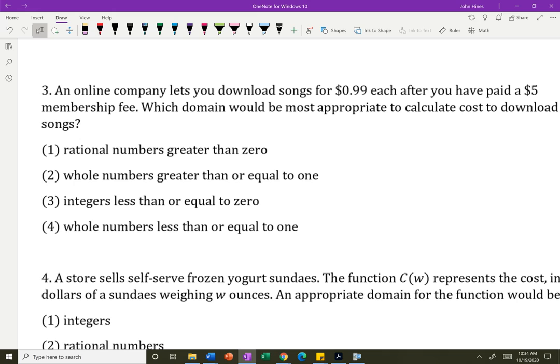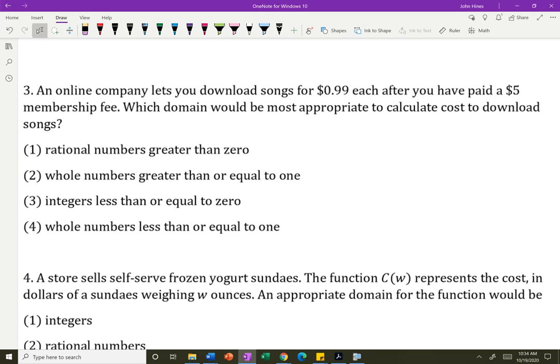An online company lets you download songs for 99 cents each after you've paid a $5 fee. What would be an appropriate domain? So you're inputting songs at 99 cents per song, and the function outputs the cost. So again, we're dealing with domain. We're dealing with inputs here. I want to deal with the songs.